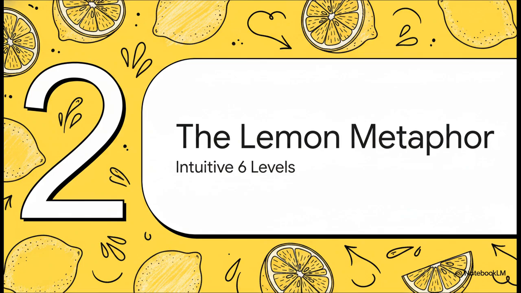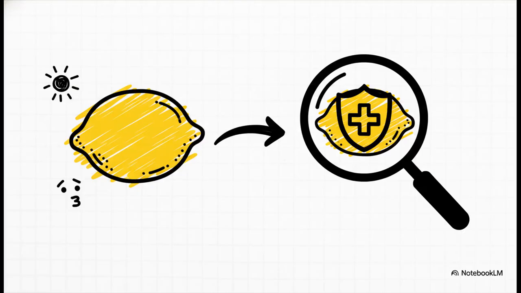All right, moving to Section 2, the lemon metaphor. This is going to make those 6 levels instantly intuitive. Let's start at the very bottom of the pyramid. Imagine a lemon. At level 1, remember, we're just talking rote memorization. We learned that a lemon is yellow, it's kind of oval-shaped, and it tastes really sour. On their own, these are basically meaningless facts.